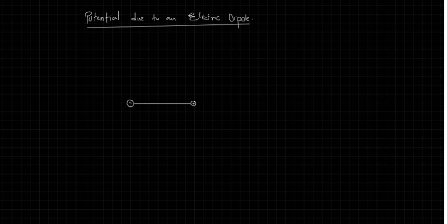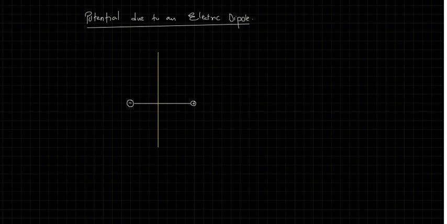Potential due to an electric dipole. So a dipole, we have a dipole here, which is a dipole of length 2a, that means this distance is a and this is also a. We are interested to determine what is the electric field due to this dipole at any point around this dipole.